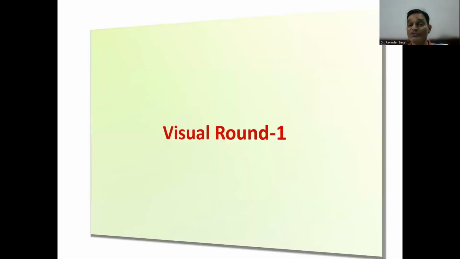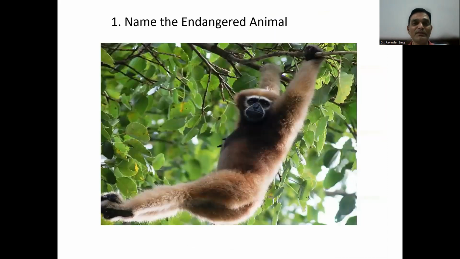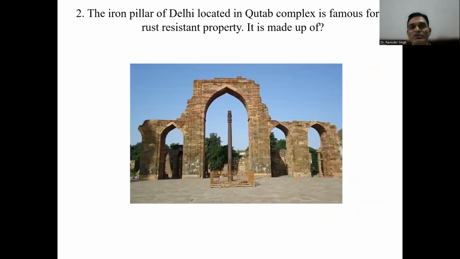Next is the visual round. The visual round also has two sub rounds. The first visual round, first question: name the endangered animal. The answer is the western hoolock gibbon. Second question: the iron pillar of Delhi located in the Qutub Minar is famous for its rust resistant property.